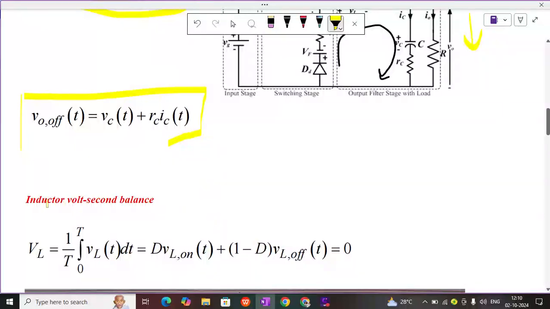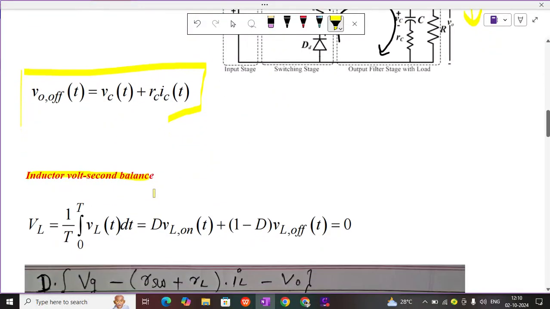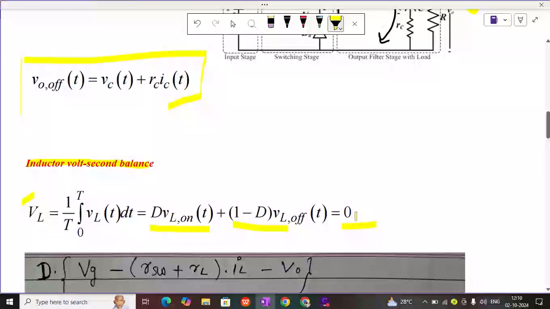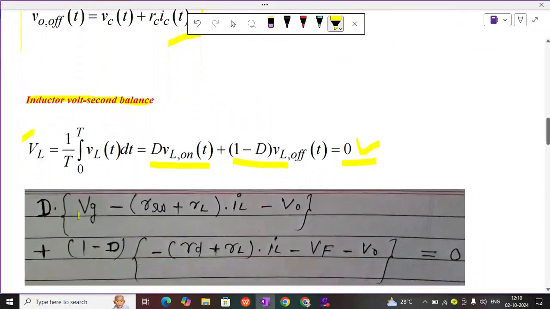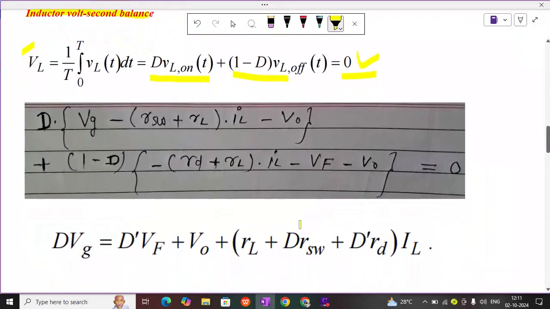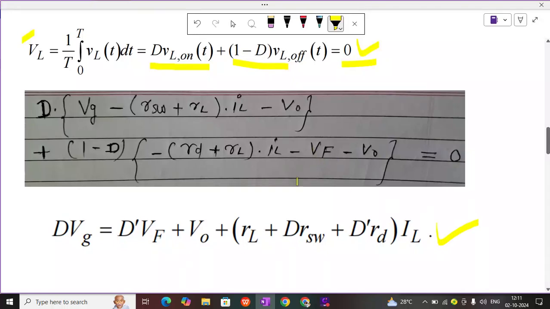Now what are we going to do? Now I am applying my inductor volt-second balance expression. What is the inductor volt-second balance? Say, the average value of the inductor voltage over one complete cycle equals 0. So what I have to do is D into VL when on and 1 minus D into VL when off. If I do this, I am going to get 0. So I have just this expression, and using this expression I have substituted the values. Once I substituted the values, I came up with this expression. Okay, I just rearranged the expression, so this particular expression I am getting. So D into Vg equals D dash, where D dash here is 1 minus D. Okay, so this expression I am getting here.